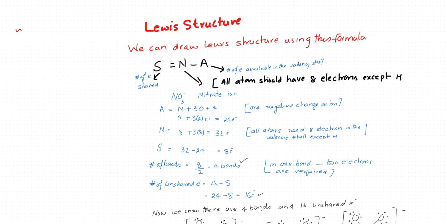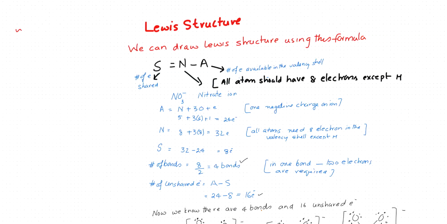Number of electrons available in the valency shell. There is 1 nitrogen and 3 oxygens. And there is 1 negative charge, so we add 1 more electron. In the valency shell of nitrogen there are 5 electrons. Each oxygen has 6 electrons, so 3 oxygens means 3 times 6. Plus 1 electron, added because there is 1 negative charge. So the total comes to 24 electrons. These are available in the valency shell of 1 nitrogen and 3 oxygens.